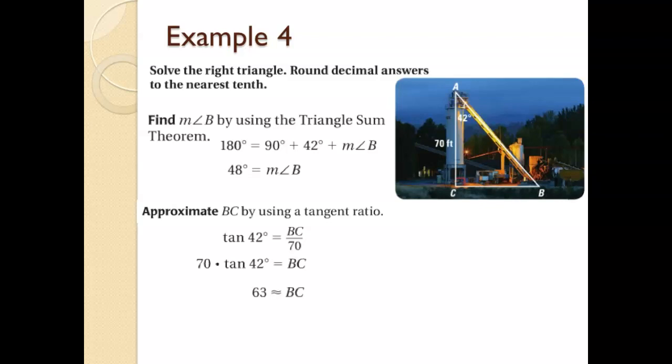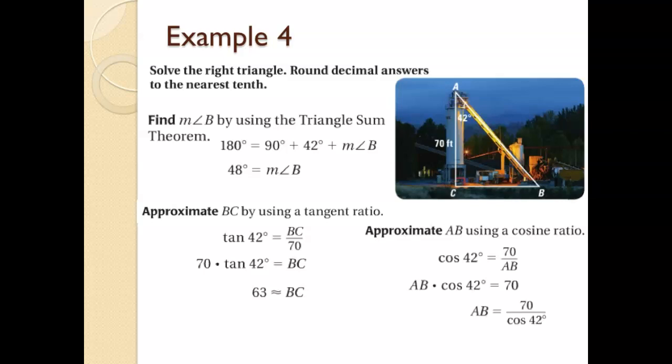Lastly, we're going to solve for AB. Now, AB is the hypotenuse, and we were given the adjacent side. With the adjacent side and the hypotenuse, we want to use the cosine ratio. So cosine of 42 degrees is equal to 70 over AB, and then we'll solve for AB. So we'll multiply both sides by AB to get it out of the denominator, and then divide both sides by cosine of 42 degrees. That gives me AB is about 94.2.